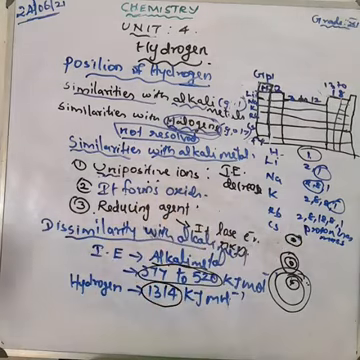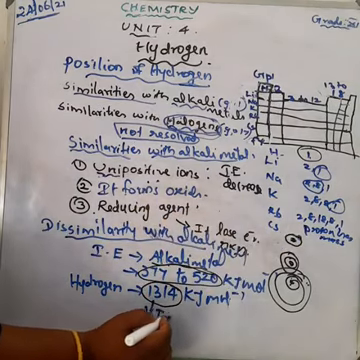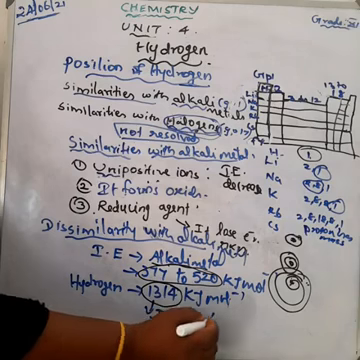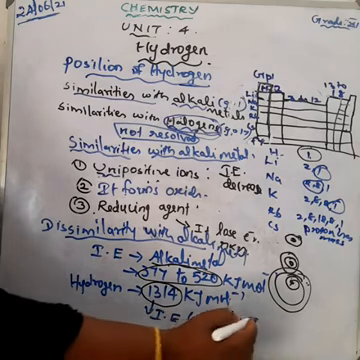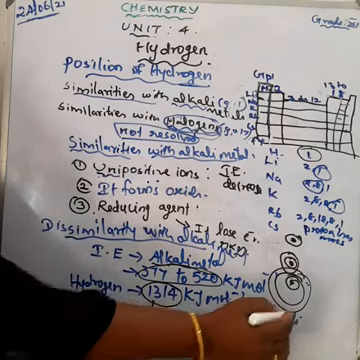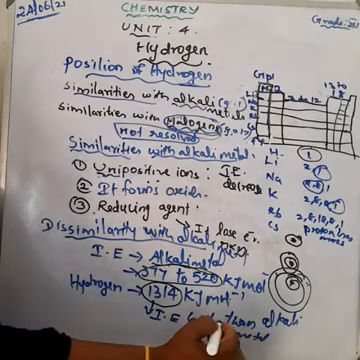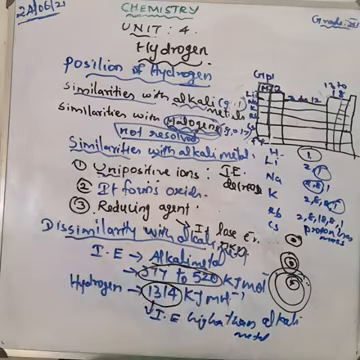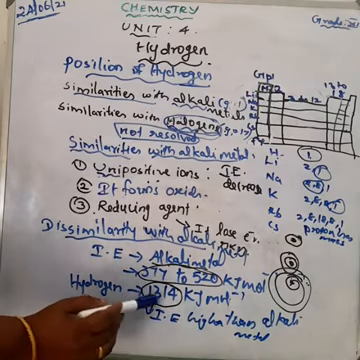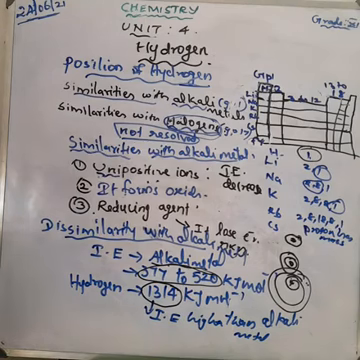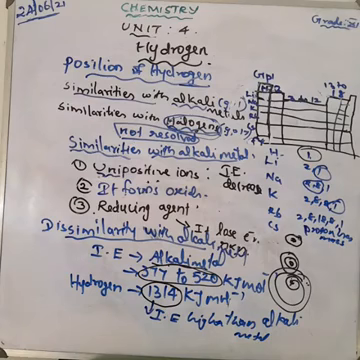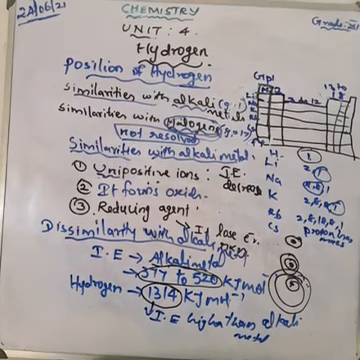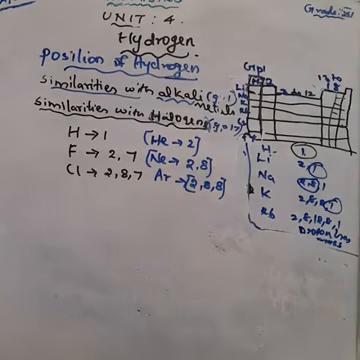So the ionization energy becomes very high compared to the ionization energy of alkali metals. The ionization energy of alkali metals ranges from 377 to 520 kilojoule per mole, but the ionization energy of hydrogen atom is 1314 kilojoule per mole. Okay, so it is very high. It is the dissimilar character of hydrogen and alkali metals. Okay, understood? And then what are the similarities and dissimilarities between hydrogen and the halogens?